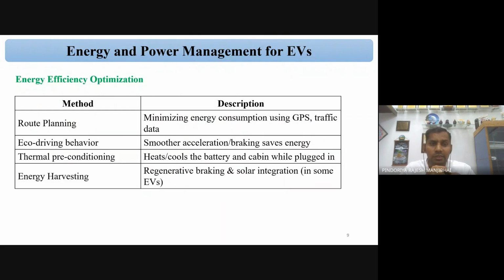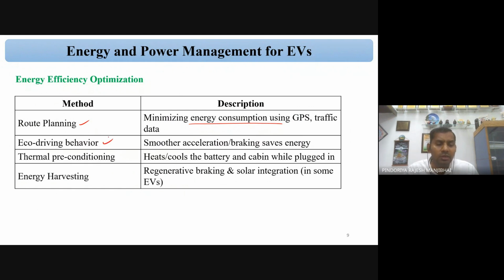Energy efficiency optimization. So how can we do it? Route planning. Normally we have to do route planning, to minimize the energy consumption using GPS and traffic data. Correct. So we have to use the latest technology to manage the energy. So we will get better efficiency.